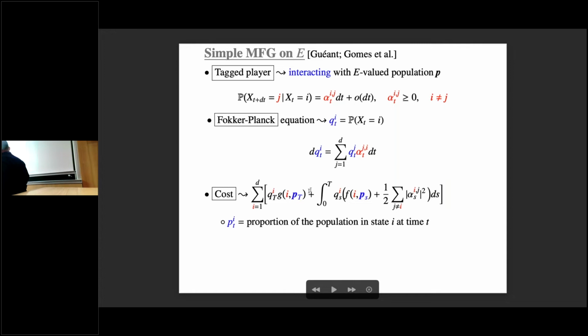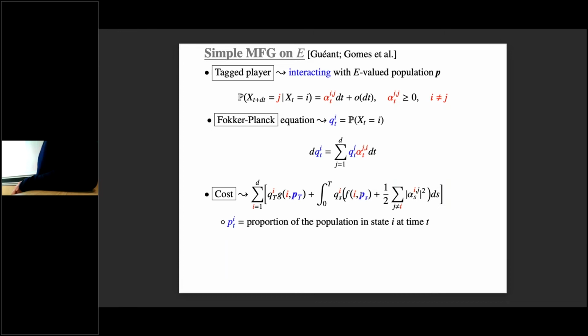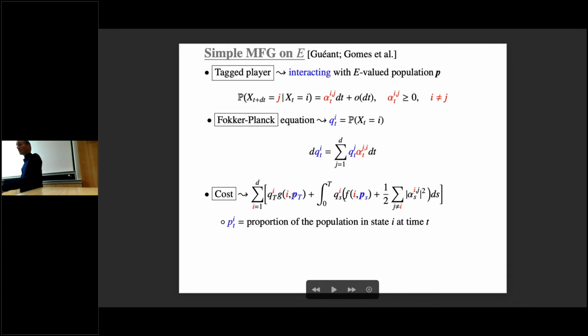And now you say, I am given P. P is the analog of mu. I use P because this is the usual notation for the weights of a probability measure. It describes the statistical state of the rest of the population. I am one player in the population. I might not be in the same statistical state as the others, and the others live according to some statistical distributions, which are described by some P_t. So this is the same as before, mu, but this is simpler because now P is just a finite dimensional vector. I just have to say what is the proportion of players in state one, how many in state two, and so on. So this is exactly P for proportion.